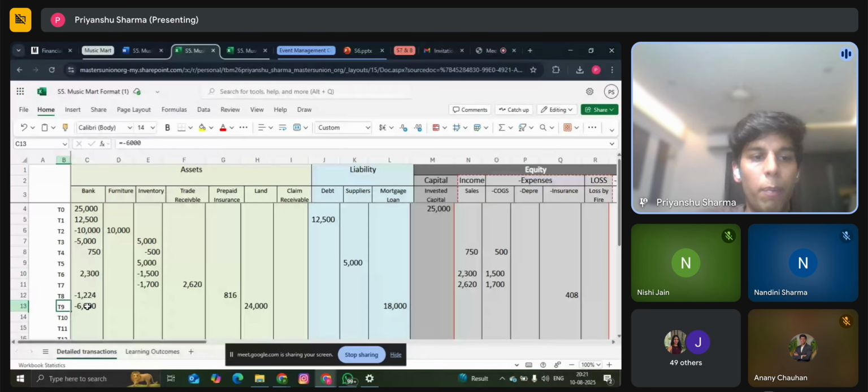Here, the transaction implies that we've bought land of 24,000, out of which we've paid 6,000 from our own pocket, and the remaining 18,000 we've taken out a loan for that, so that will be recorded inside the liability side. Is that clear?